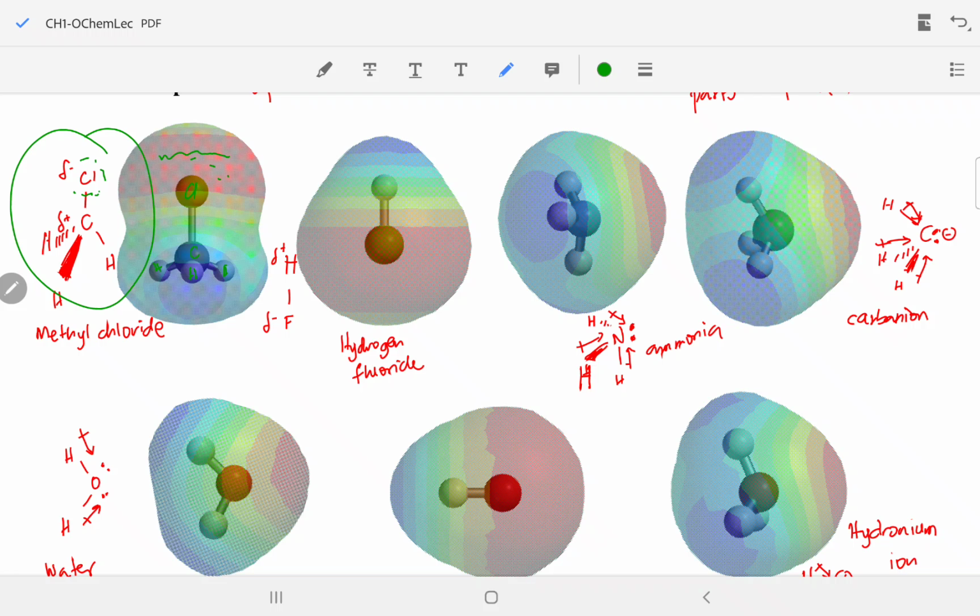And another example is hydrogen fluoride. This is the H and this is the fluorine. So between the two, fluorine is the most electronegative. So therefore, it is much more red here on the fluorine.